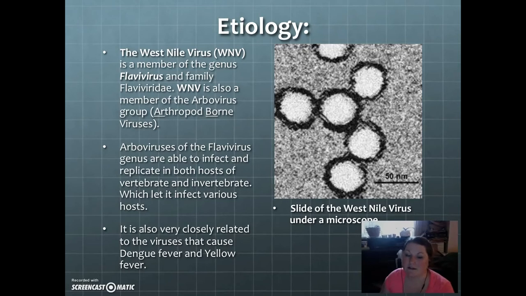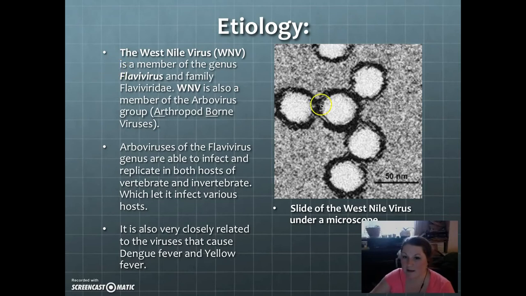The West Nile virus is a member of the genus Flavivirus and the family Flaviviridae. West Nile virus is a member of the arbovirus group, which means it's arthropod-borne, so it's carried by insects such as mosquitoes and ticks and things like that. Arboviruses of this Flavivirus genus have the ability to infect vertebrate and invertebrate hosts, so it has a variety. It is also very closely related to the viruses that cause dengue fever and yellow fever.